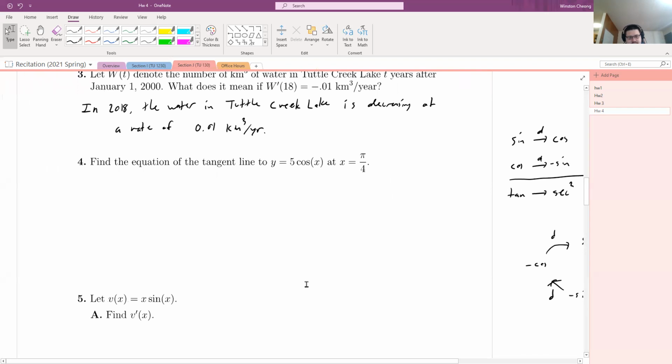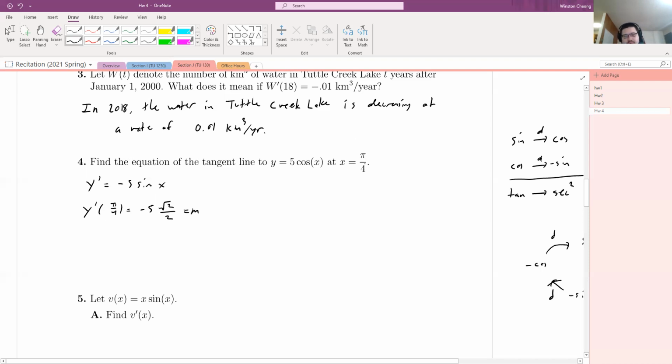Okay, now let's go back to this problem. We want to find the tangent line at this point. So the first thing we would do is take the derivative, but then we're going to have to evaluate it. First take the derivative, that's going to be -5 sine of x, and then we want to evaluate it at pi/4. Hopefully you can think through the unit circle and remember the sine of pi/4. Pi/4 is a 45-degree angle. Sine is going to be √2/2. So you get √2/2.